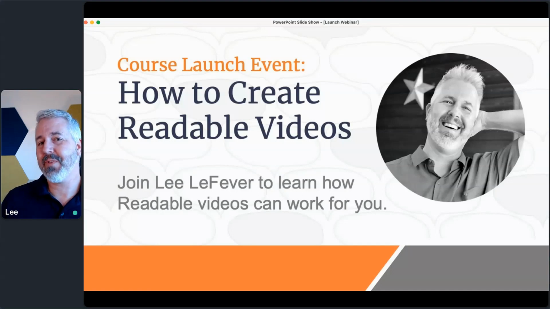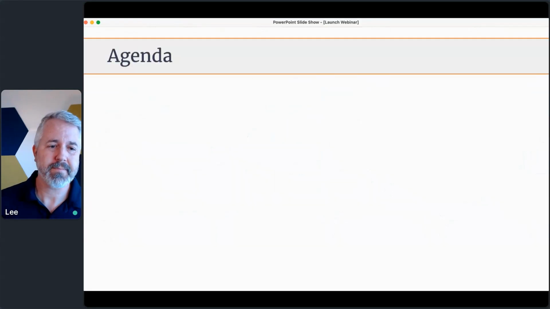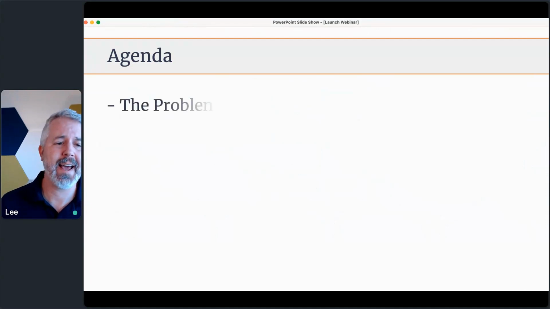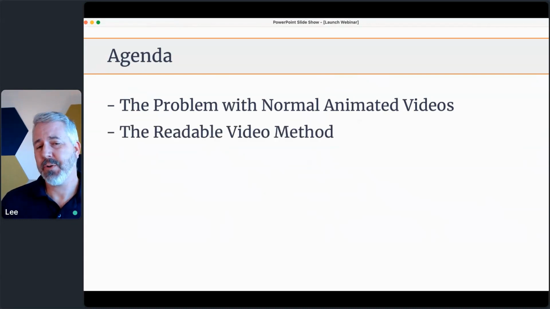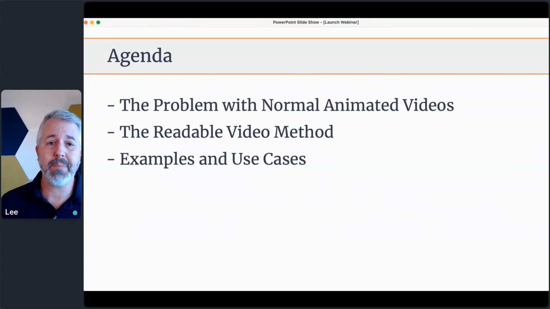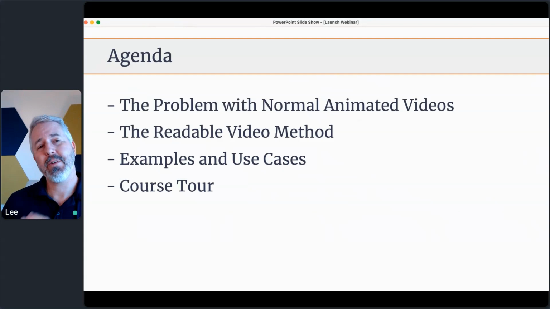And we're here to talk about readable videos and a method that I developed that makes animated videos easier to produce. We'll have a quick agenda today. We're going to talk about normal animated videos and why they're hard to produce. And I'll show you an example of the readable video method. Like, what is the method that we use to create these videos? We'll look at a few examples and use cases so that you can hopefully feel inspired. And then we'll head over to the Explainer Academy website and take a look at the courses.